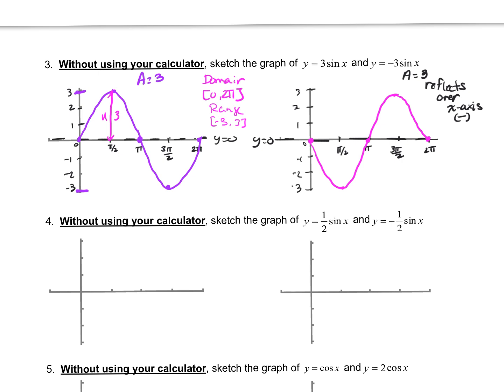So again, our amplitude is here. All the way up to there, it's a 3. From here to here, it's a 3. Our midline is y equals 0. This is midline for both. And this is the domain range for this as well. They both have the same domain range. Just because of reflection doesn't mean it changes that. Okay. I want you to graph the next one on your own and check with me in just a second.